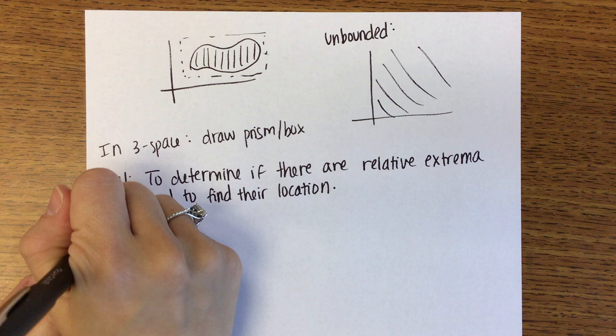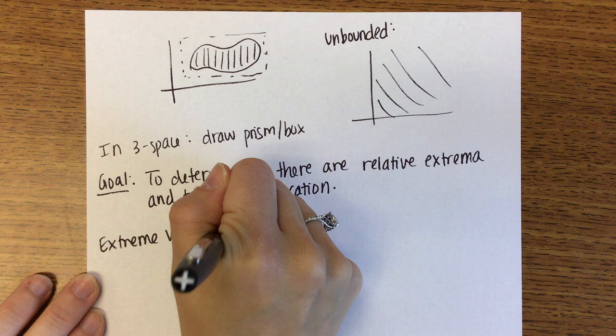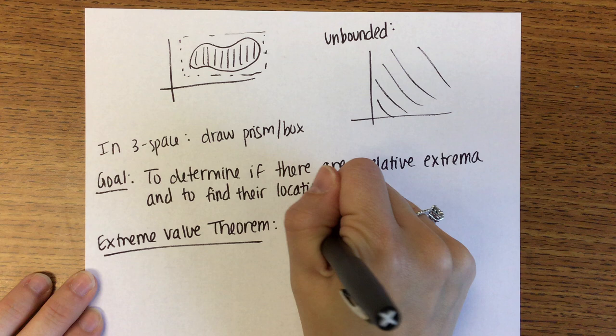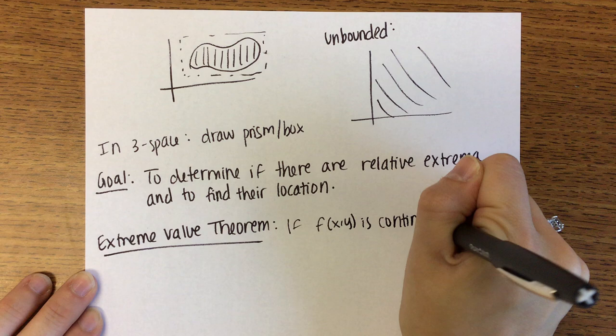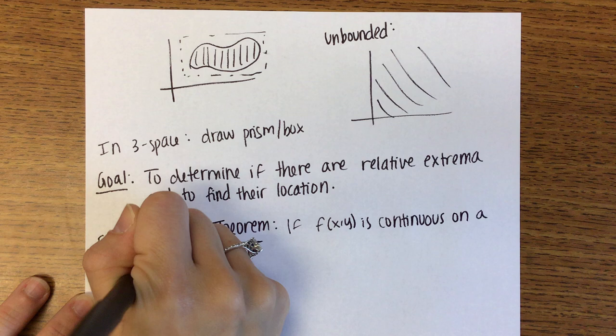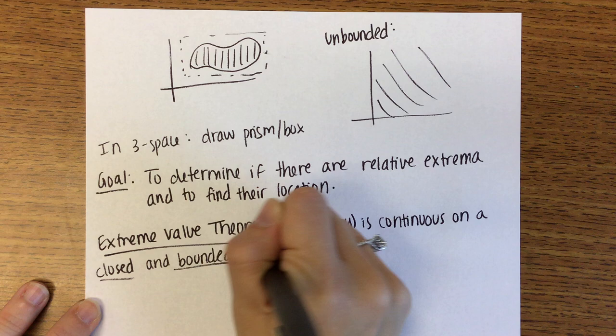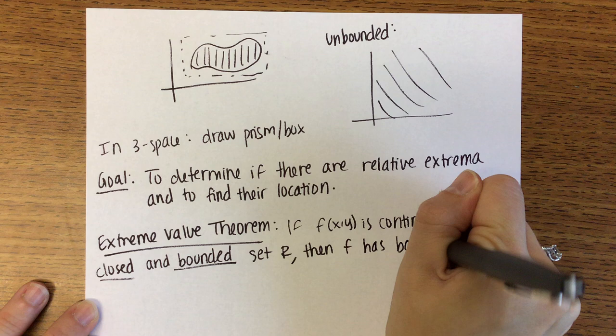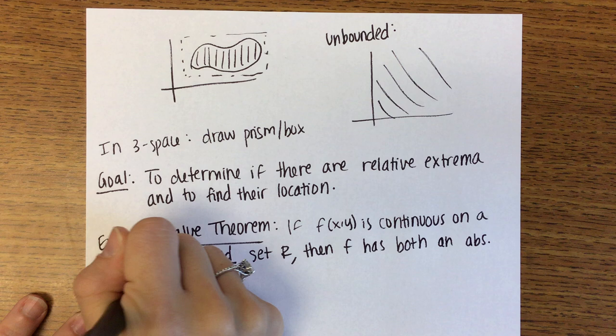First theorem that we need to know is called the extreme value theorem. Here's what the extreme value theorem says. If we have some function f of xy, and that function is continuous on a closed and bounded set R, then f has both an absolute max and an absolute min.